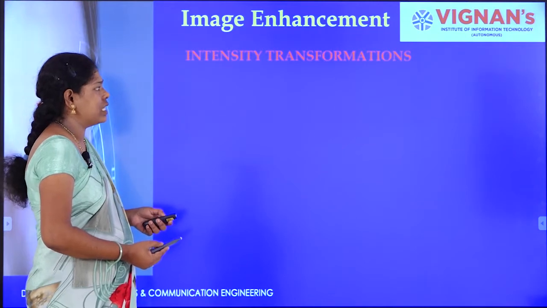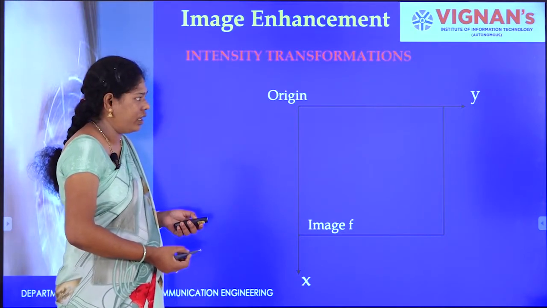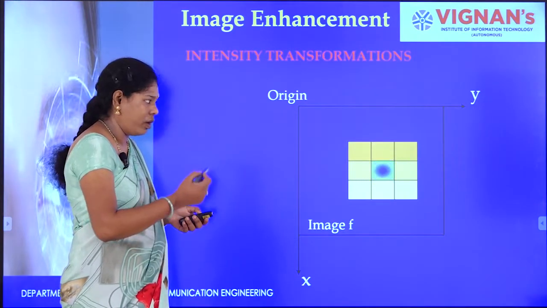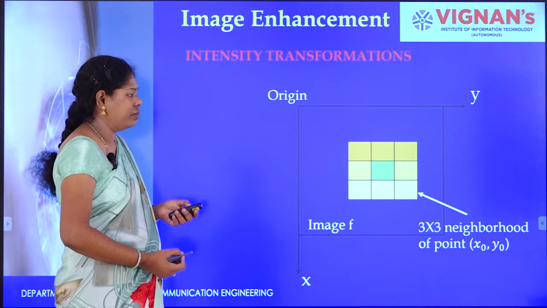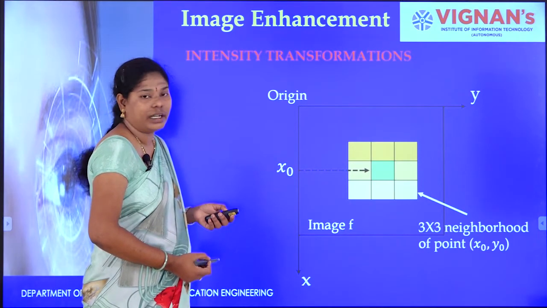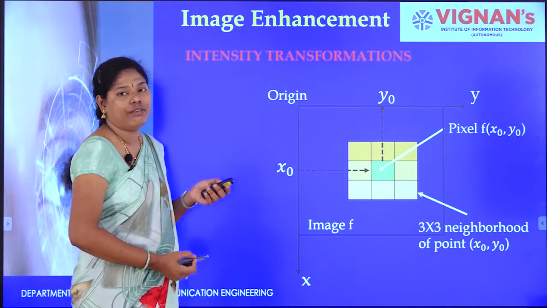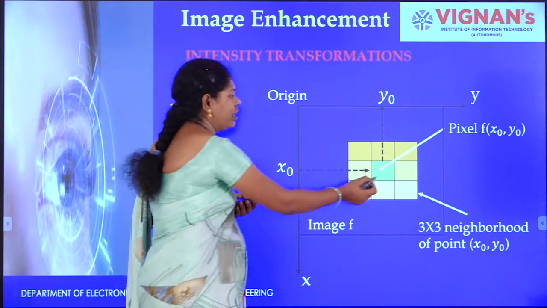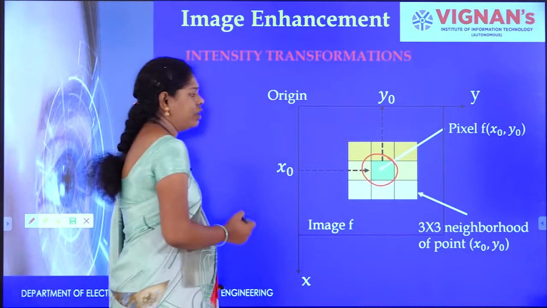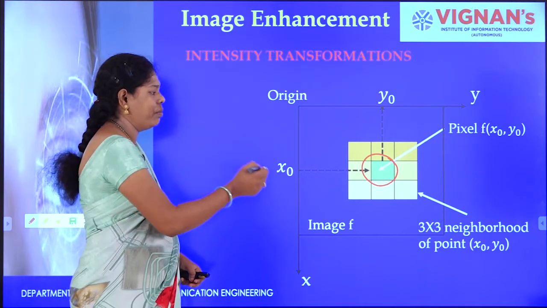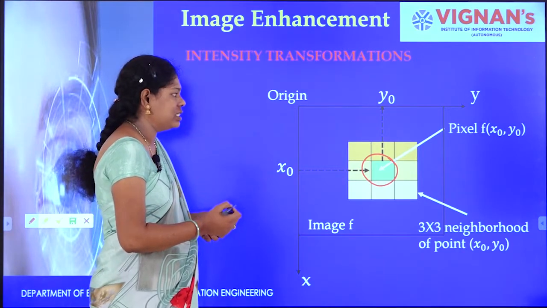Let us see the intensity transformation. Let us consider one image with coordinates x comma y, and here we are processing at a point x naught comma y naught, considering a 3 by 3 neighborhood, which is placed at the position x naught, y naught of f, that is pixel f of x naught comma y naught. Here we are doing point processing. At that point we are applying a 3 by 3 neighborhood, and at that point we are applying an operator, that is T.